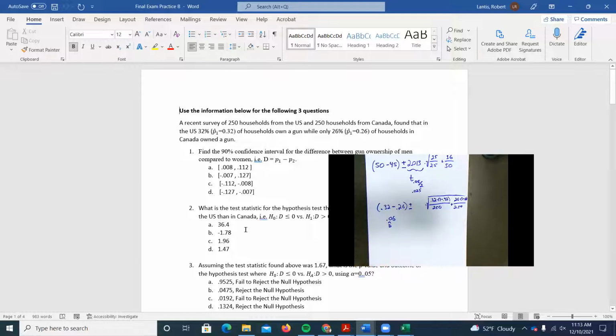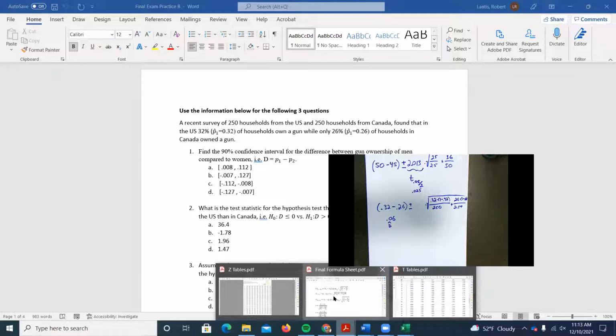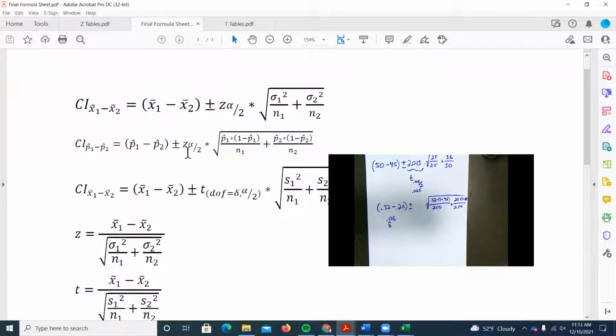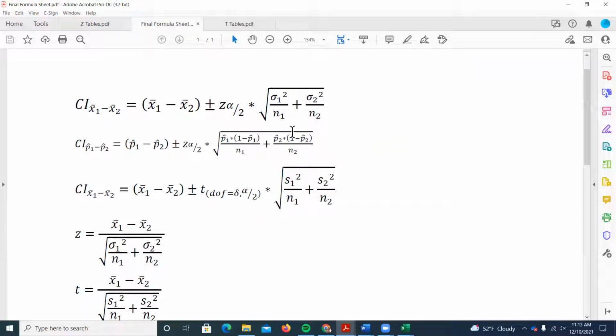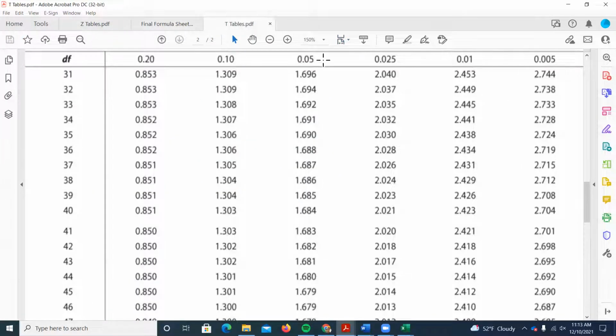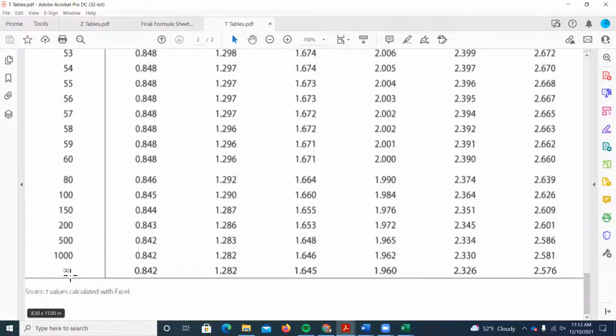So once I get that, the only thing left that I need to find is that Z value that gave me alpha over 2 in the tail. I believe it asked for the 90% confidence interval. So alpha is going to be 0.1. 0.1 over 2 is 0.05. Now I could use the Z table here, or I can use a little shortcut, which is I want 0.05 in each side of my confidence interval. I can use that last row of my student T table because it gives me the standard normal values. So it looks like here it's 1.645.